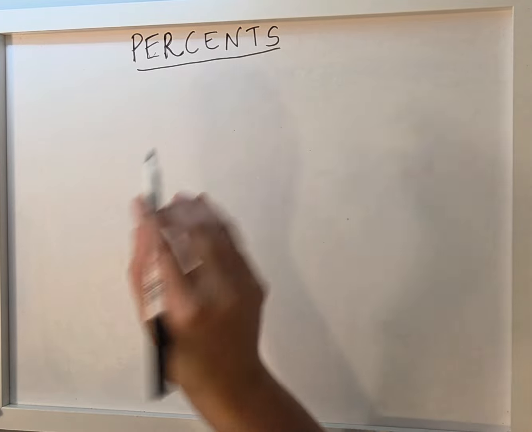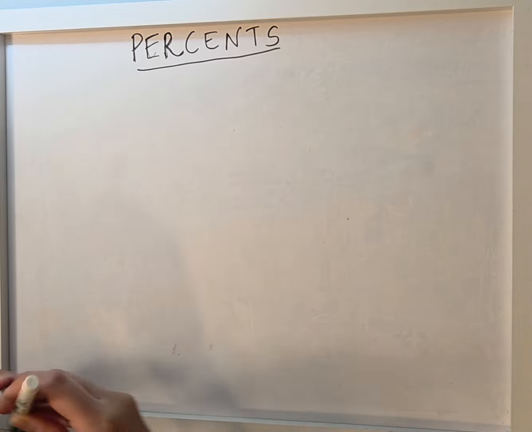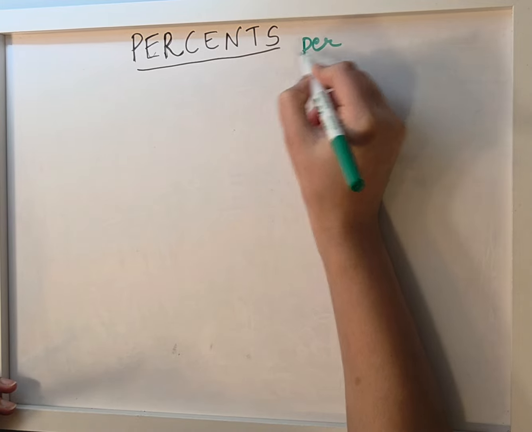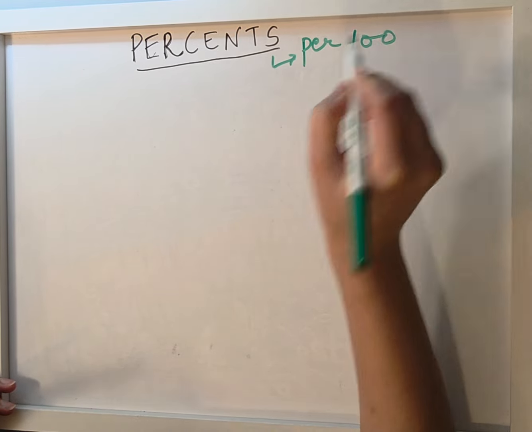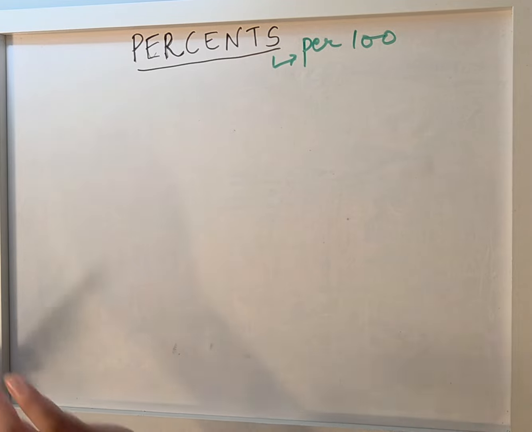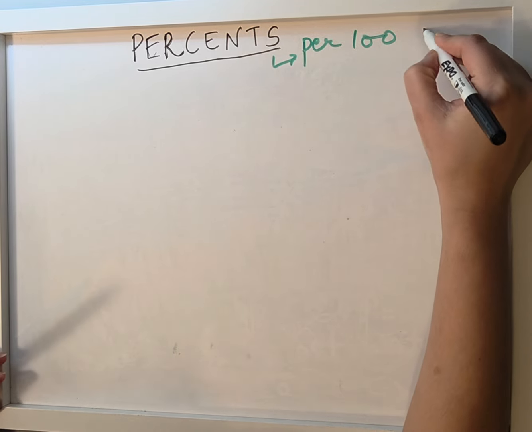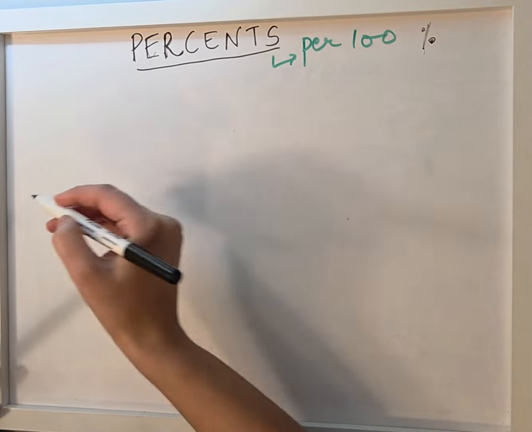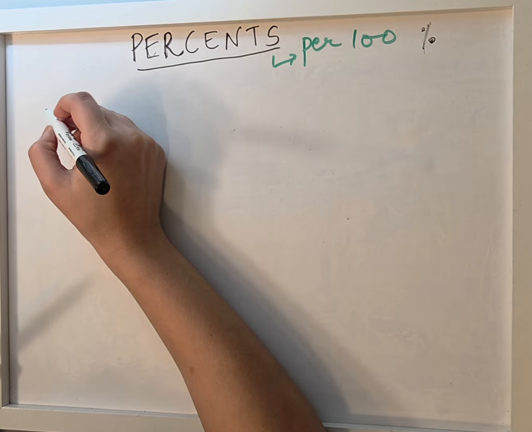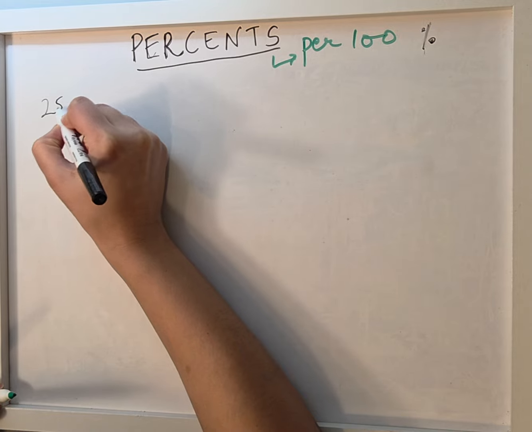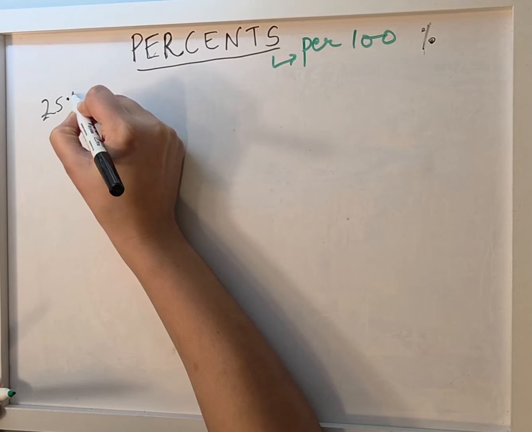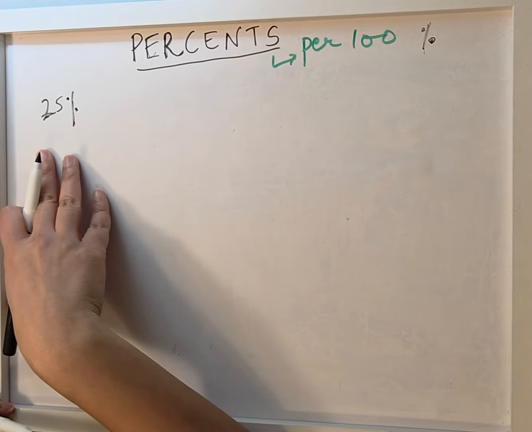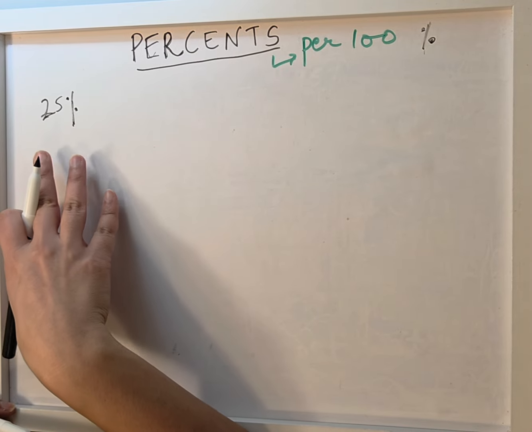So what does percent mean? Percent means per hundred. Now what does this mean? Percentage is always represented by this percentage sign. If we have, let's say, 25%, this is already represented in percent, so it's per hundred.